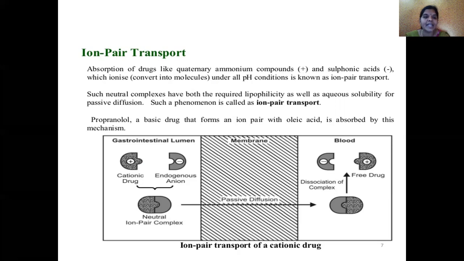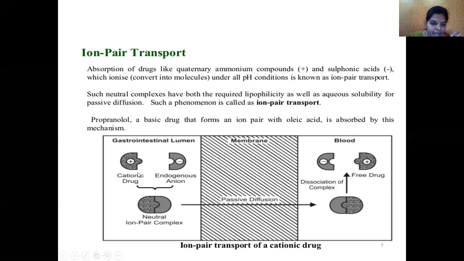Propranolol, an antihypertensive drug, is a basic drug that forms an ion pair with oleic acid and is well absorbed by this mechanism. See what the example is? Propranolol. It is an antihypertensive drug. It is a beta blocker. It acts by blocking the beta receptors. You have alpha and beta receptors in case of hypertension. It is a basic drug that forms an ion pair with oleic acid and is well absorbed by this ion pair transport.